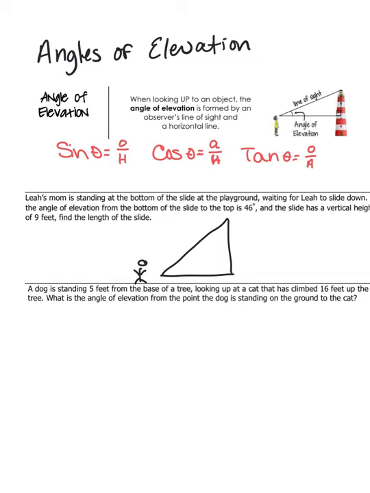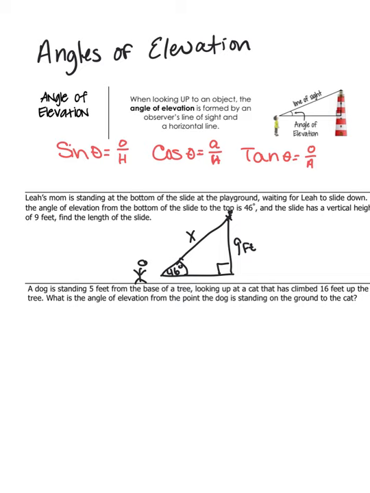Okay, and that's the mom standing at the bottom of the slide. This is Lee at the top of the slide, getting ready to slide down. So it says the angle of elevation from the bottom of the slide to the top is 46 degrees. It has a vertical height, so vertical is up and down, of 9 feet. And we want to know how long the slide is.